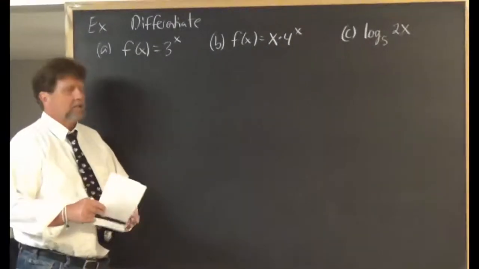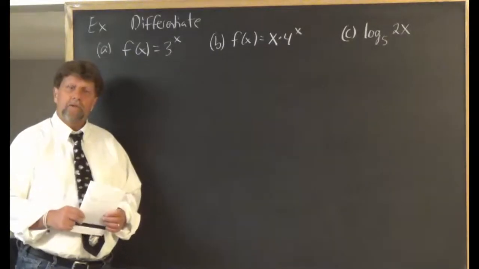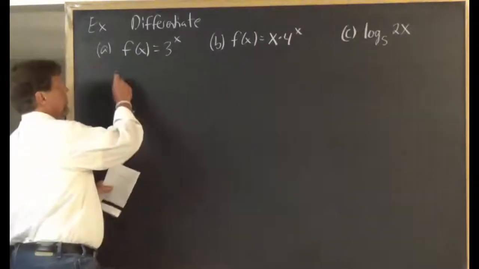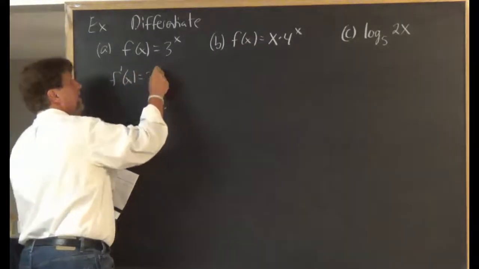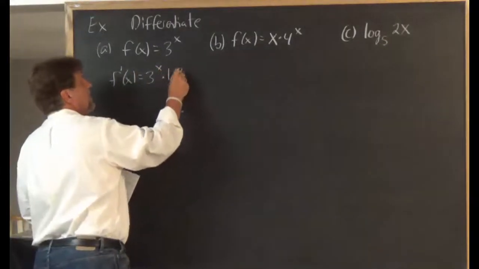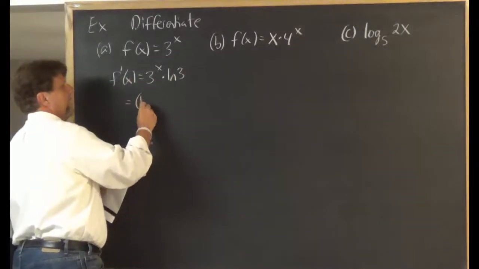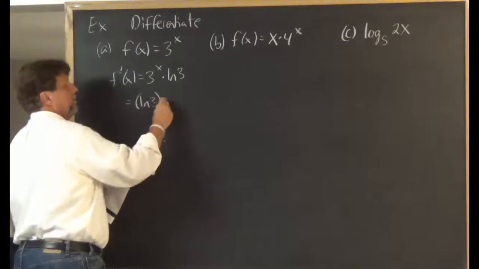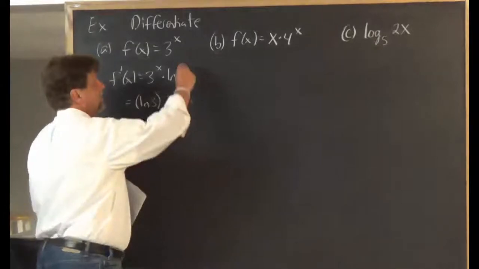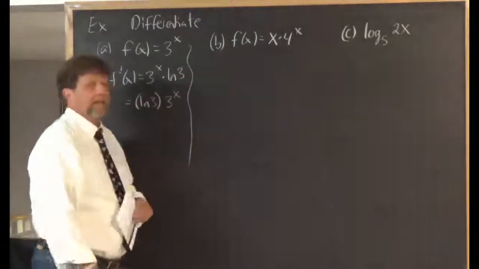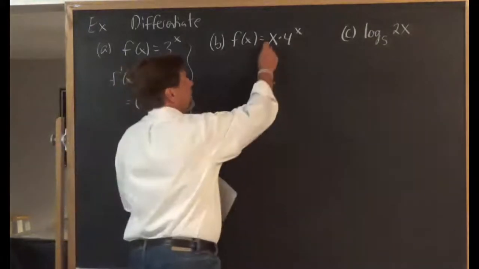All right, folks, let's look at how we can differentiate the following. Part A was f of x equals 3 to the x. So the derivative is just 3 to the x times the natural log 3. That's it. Or, you know, some of you prefer to write it as natural log 3 in parentheses times 3 to the x. I mean, it's the same thing.